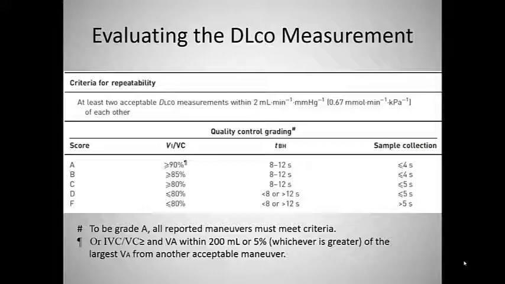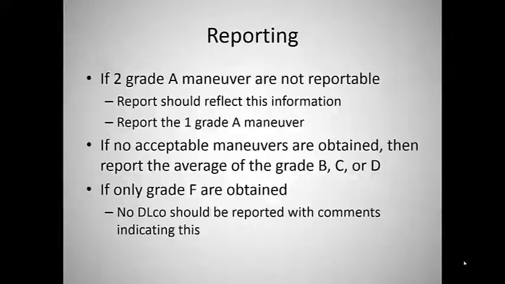When you get down to these lower categories, they shouldn't even be reported. You should just say on there, this is a grade whatever. Sometimes they report those. You've got to pay attention, again, to the test, what happened during that. I think it's a pretty good indicator if you see the inspiratory vital capacity is 50% of the FVC. Pay attention to that. Okay, if 2 grade A maneuvers are not reportable, reports reflect this information.